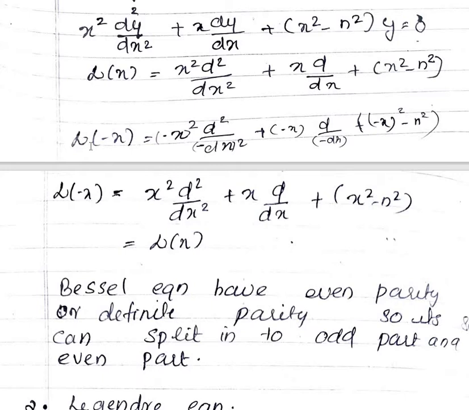When we replace x by minus x, we will get L of minus x is equal to L of x. That means the Bessel equation has a definite parity, and that parity is even parity because L of minus x is equal to L of x. So the solution can be split up into an odd part and an even part.